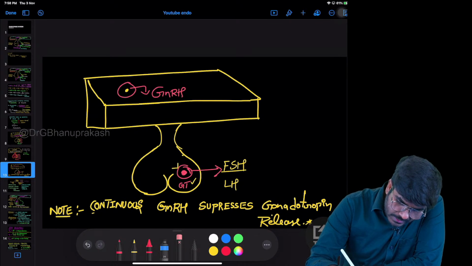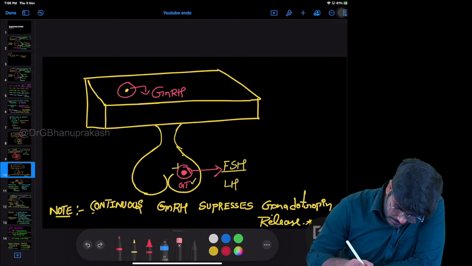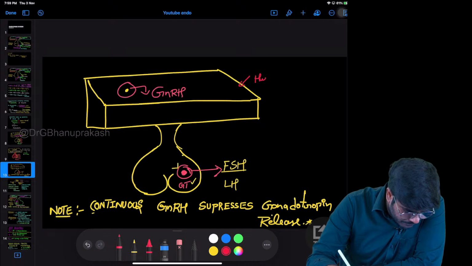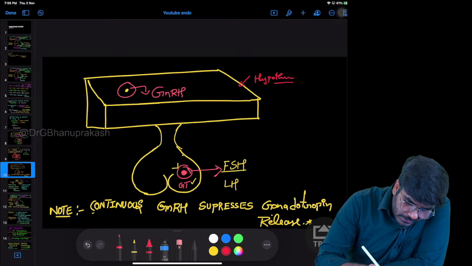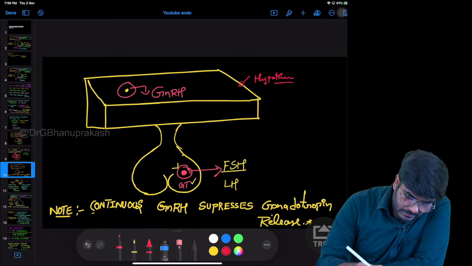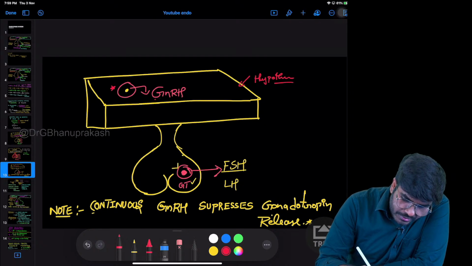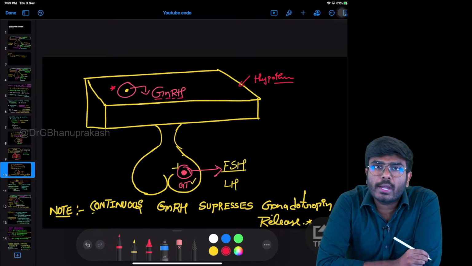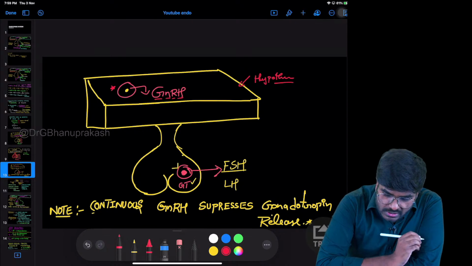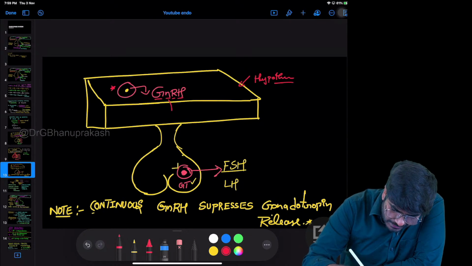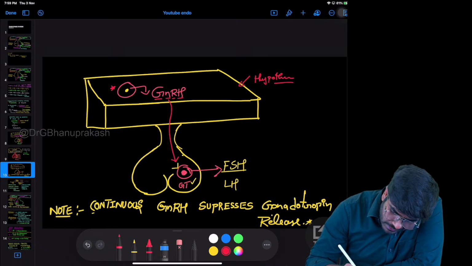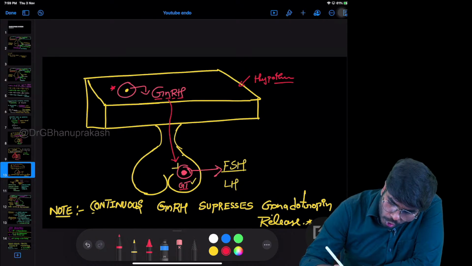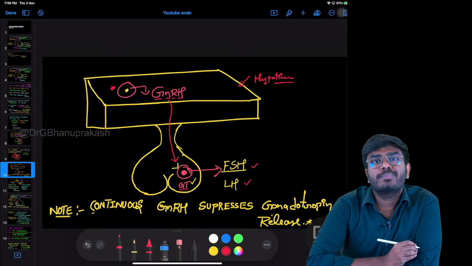Normally, here is the hypothalamus. The hypothalamus has a nucleus which is producing GnRH, that is gonadotropin releasing hormone. Now this gonadotropin releasing hormone, we know, will come down to the anterior pituitary and act on the gonadotropes, so that the gonadotropes release FSH and LH.